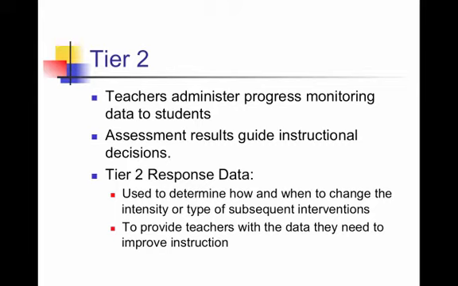Tier 2 instruction, in relation to assessment, is focused on progress monitoring data. And I'll talk a little bit more about what progress monitoring is in a few minutes, but it's used to determine how and when to change the intensity or type of intervention that you're going to provide to a student. And it also provides teachers with data that they need to improve their instruction. We'll talk more about that in a few minutes.